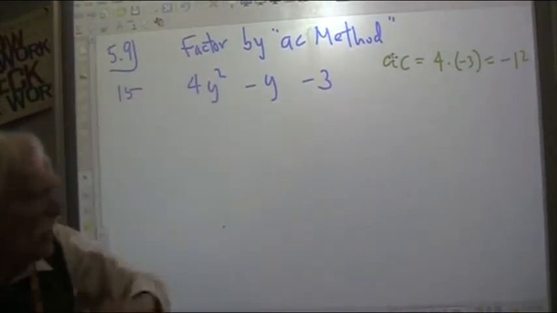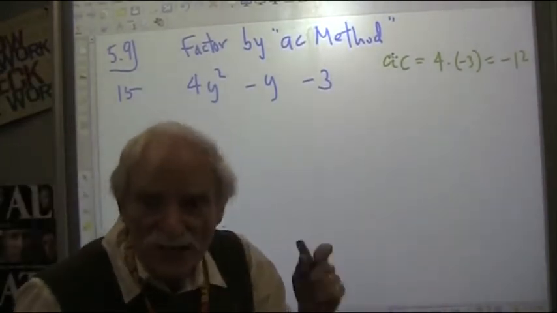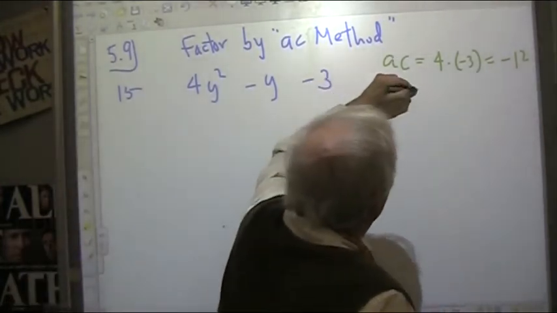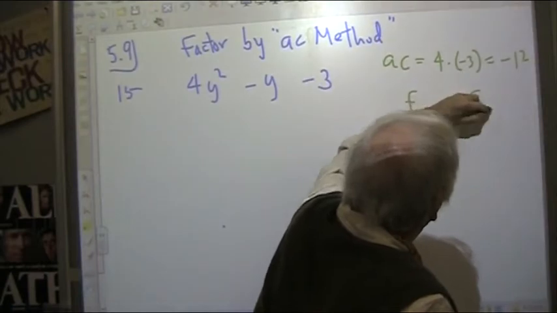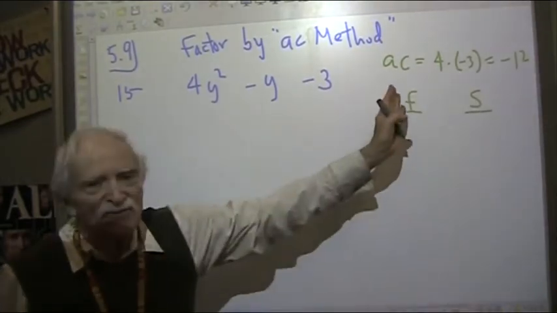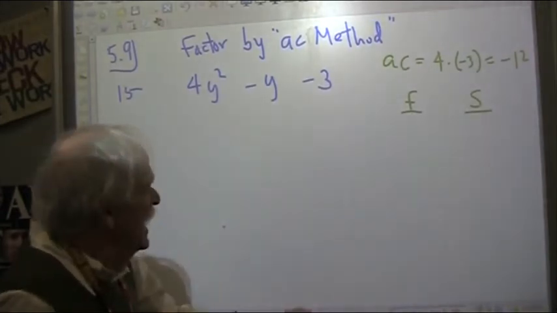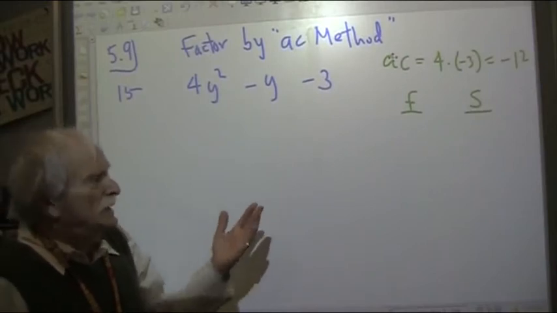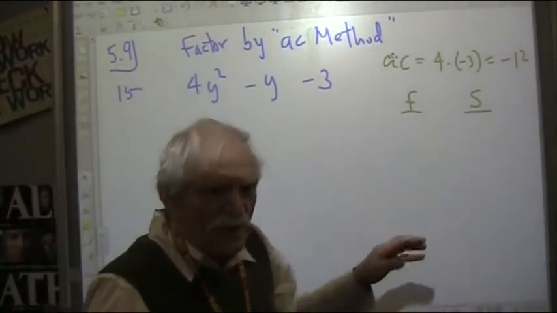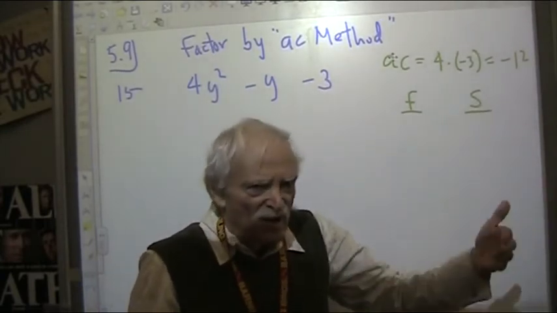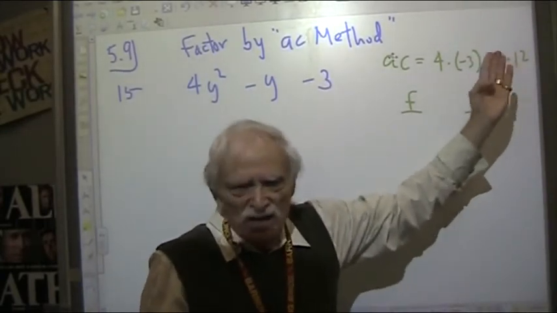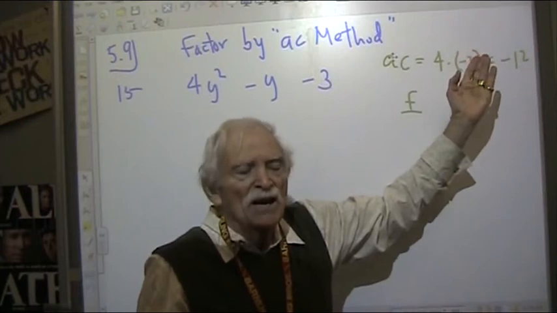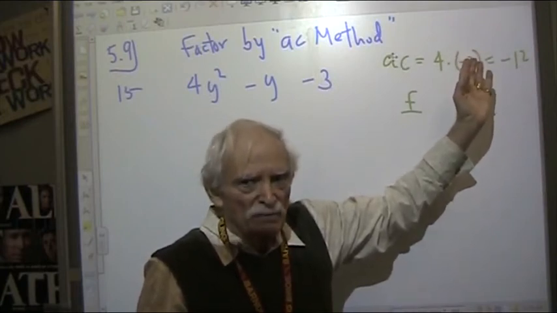Okay, so for this, ladies, I do want to see a factor and sum table. Even if you're only going to put one entry in there, I want to see it right over there. So F stands for factor, S stands for sum. It's the same idea as in 5-7, 5-8 when we have a negative AC. It's the same as when we had a negative C in the 5-7, 5-8 sections.